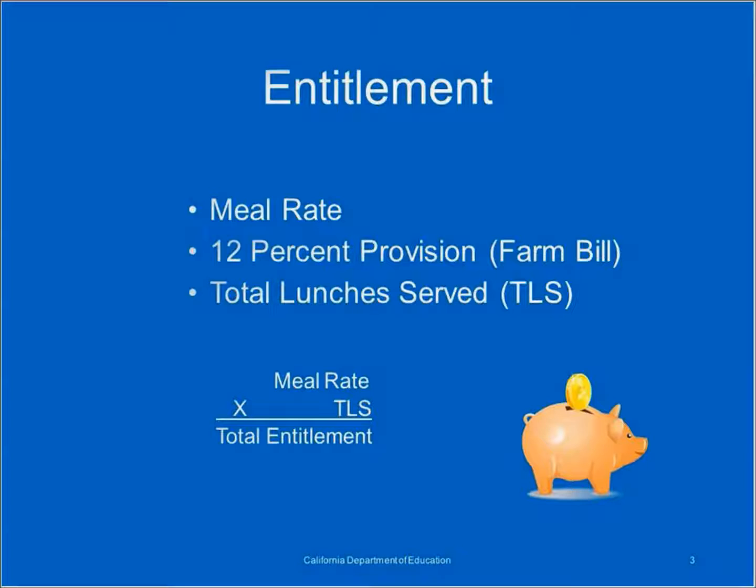Federal regulations require that the FDP entitlement be comprised of at least 12% of the total National School Lunch Program funding. And in the 2015-16 school year, this provision increased the meal rate to 31 1/4 cents.